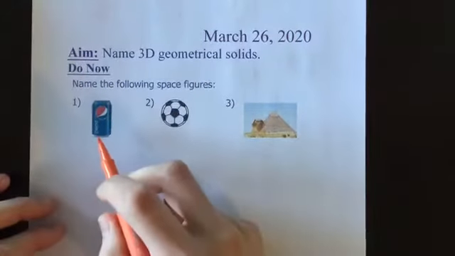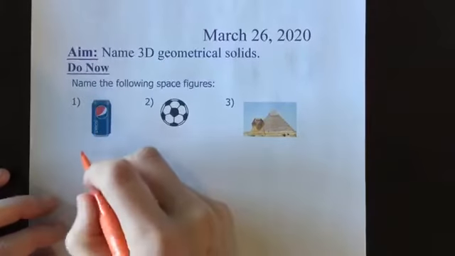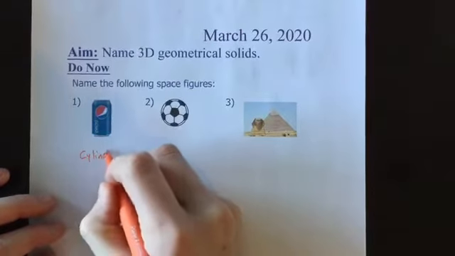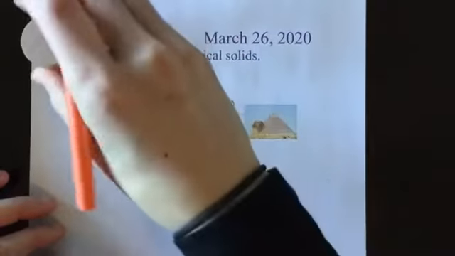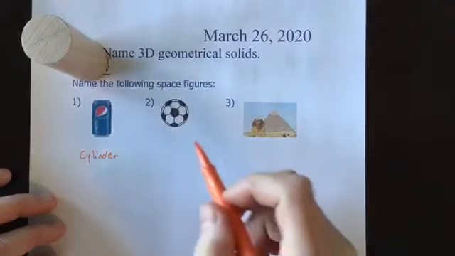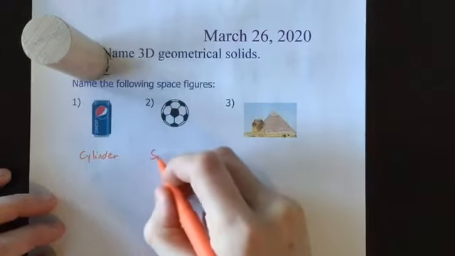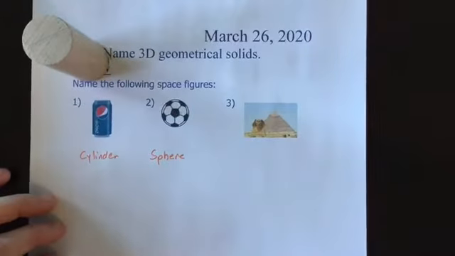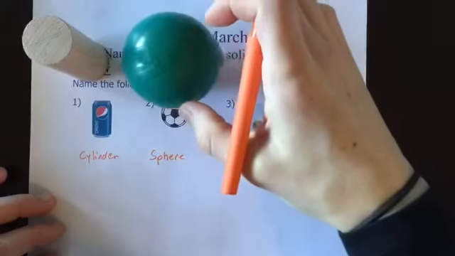So number one, the Pepsi, our soda can, right? That would be our cylinder. Boom. The soccer ball we would call our sphere. See if that stays there. Nope, not going to cooperate.